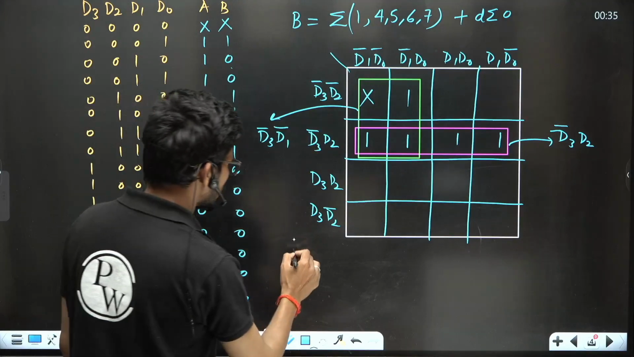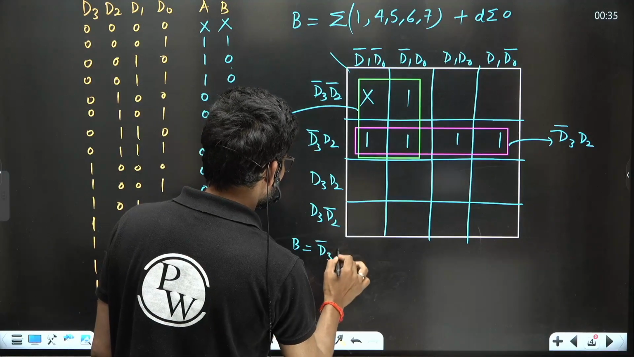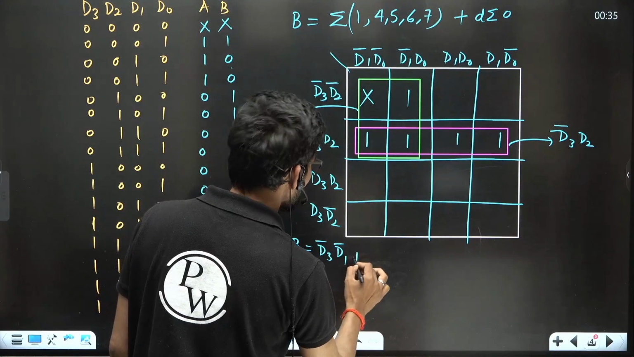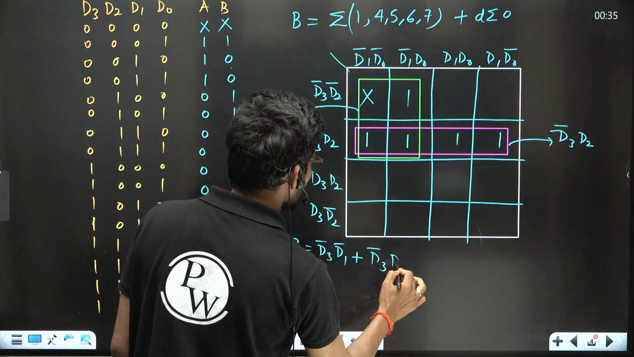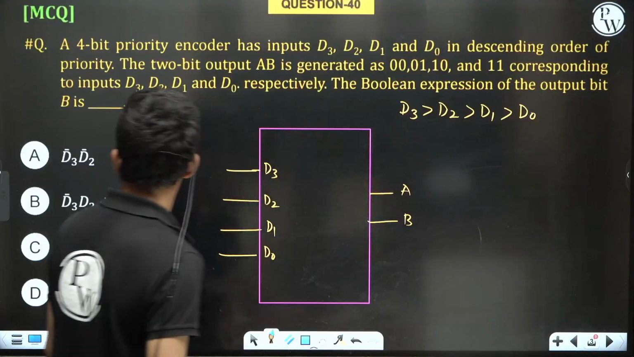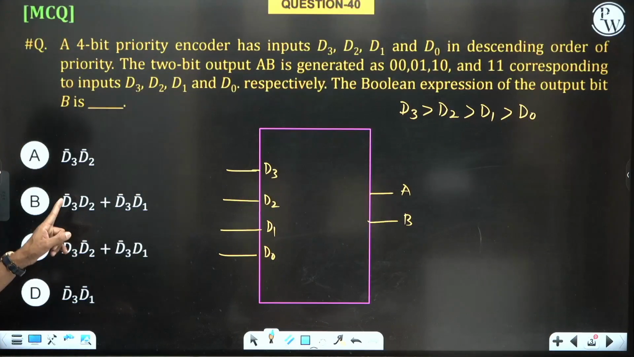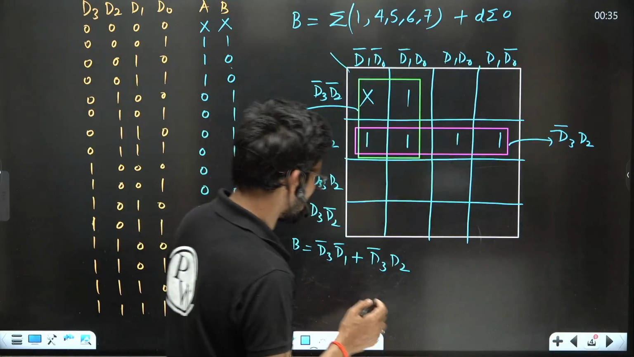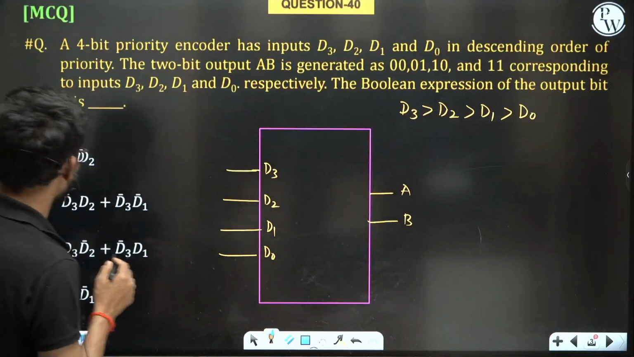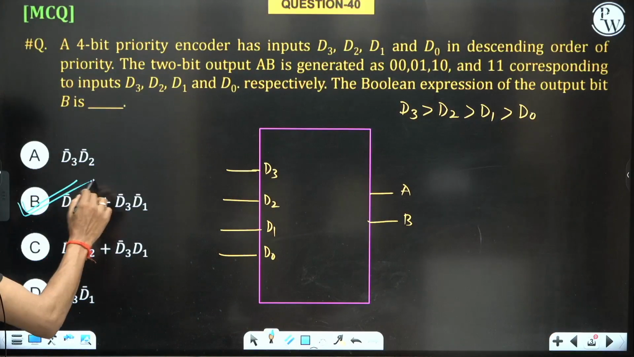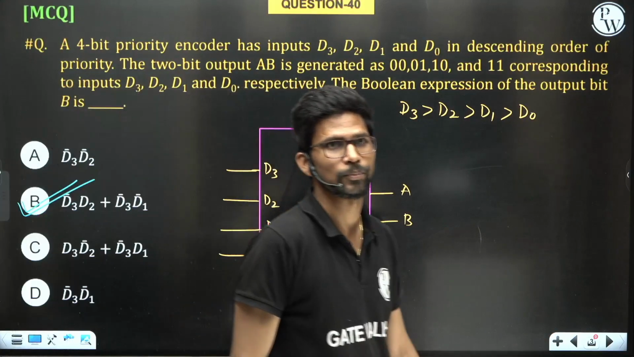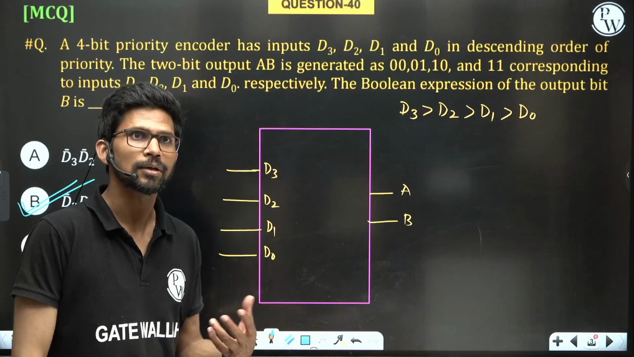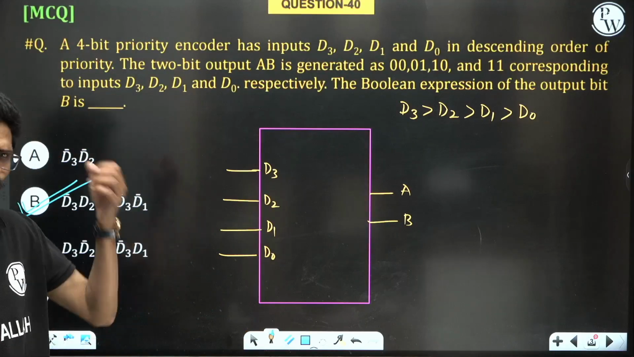Answer is B is nothing but D3 bar D1 bar plus D3 bar D2. This is the answer, no? D3 bar D1 bar and D3 bar D2. So obviously option B is the correct option. So very beautifully framed question, because in a hurry you can solve this incorrectly knowing everything.